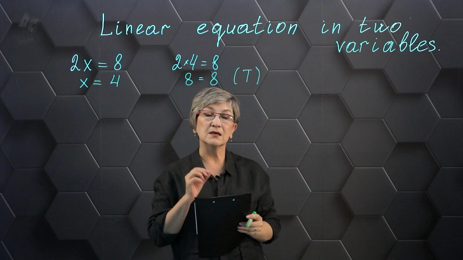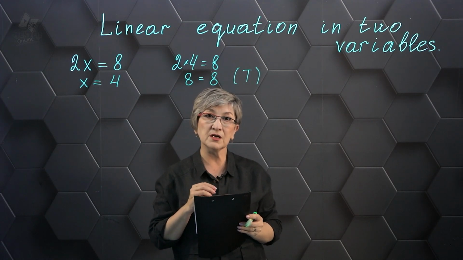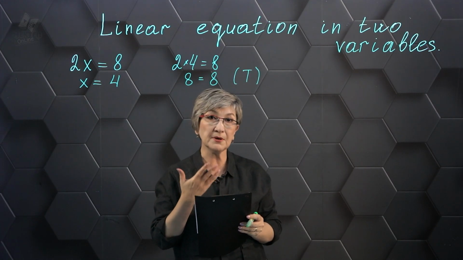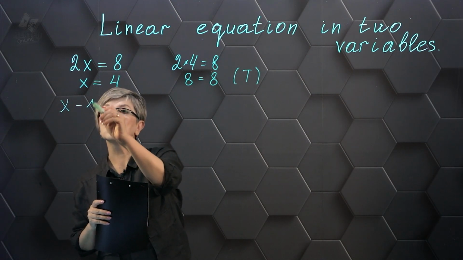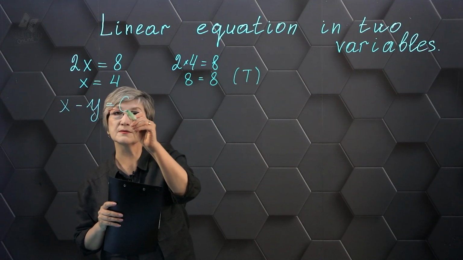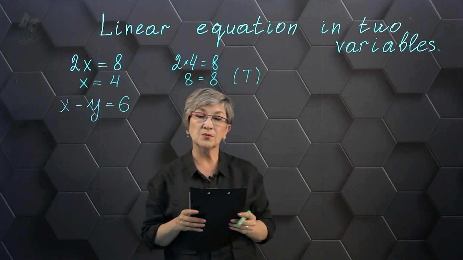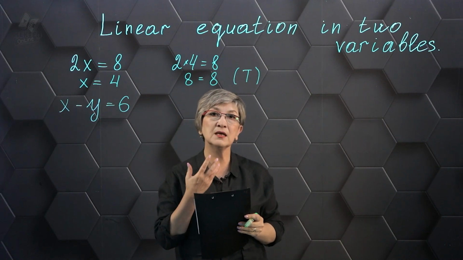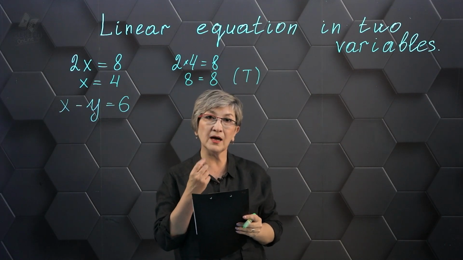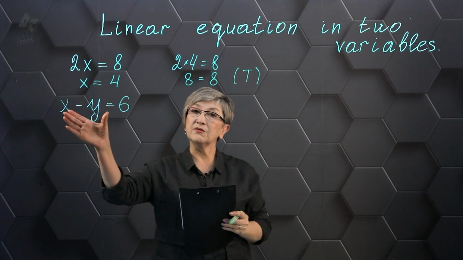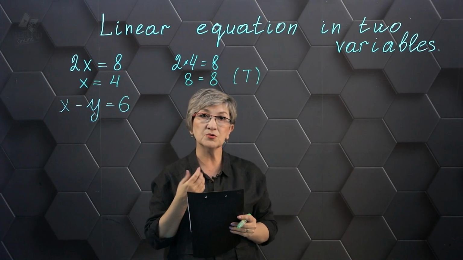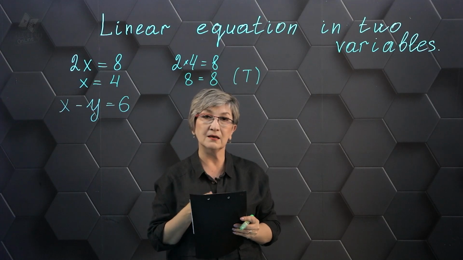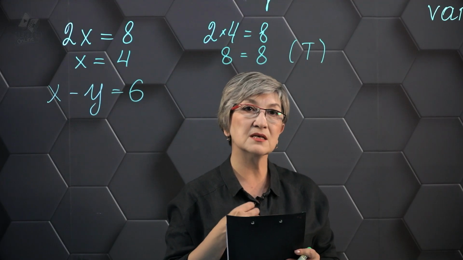In mathematics, we will also work with equations with two variables. For example, if I write the following equation, x minus y equals 6, then in this case, we will be talking about a linear equation with two variables. We see two variables, but we say that this equation is linear. Why is this equation called linear?